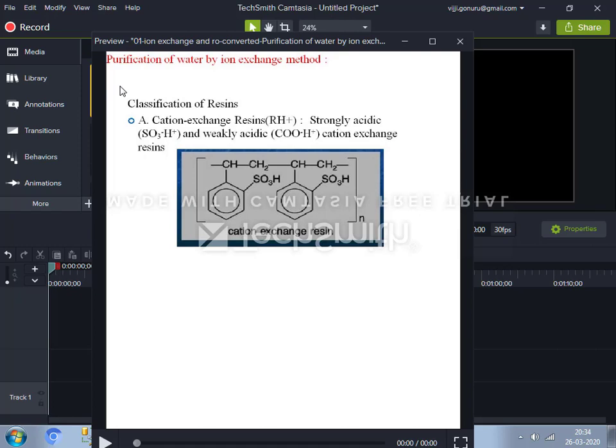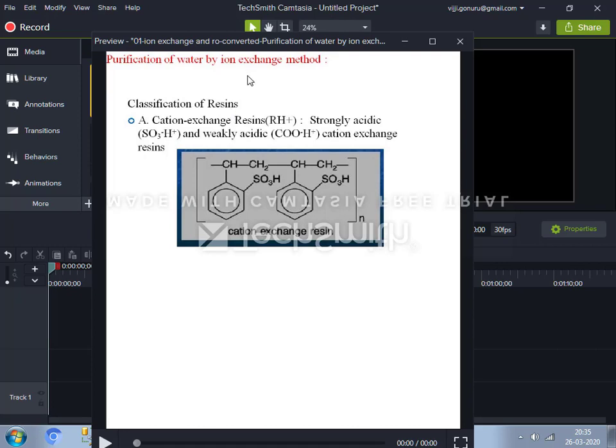Resins are also called polymers here. A polymer is a long chain made by using a number of monomer units, so the polymer is also represented as a resin here. In the ion exchange method, we are using two types of resins: one is the cation exchange resin and the other is the anion exchange resin.